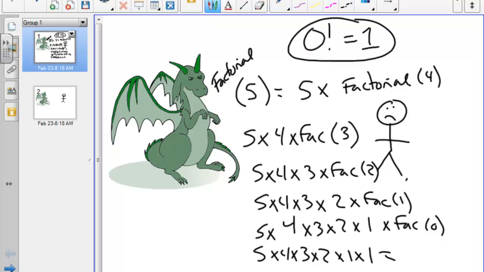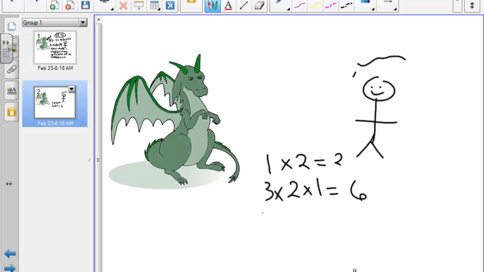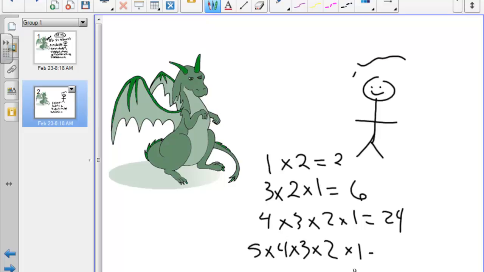And we could work it out the other way. "Aha!" said Martin. And he started to write again. So factorial of 1 is 1 times 1 equals 1. 1 times 2 equals 2. 3 times 2 times 1 equals 6. 4 times 3 times 2 times 1 equals 24. And 5 times 4 times 3 times 2 times 1 times 1 equals 120.